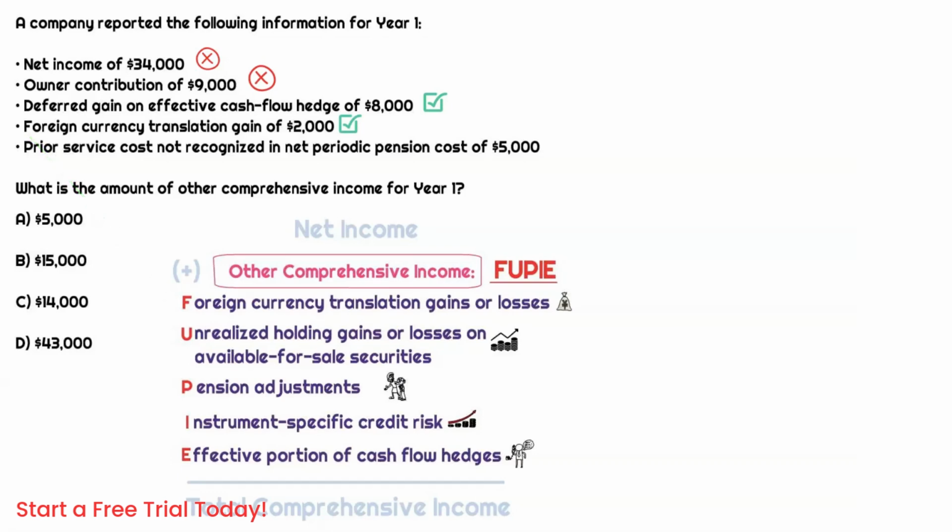And finally, we have prior service costs not recognized in net periodic pension costs of $5,000. Okay, so we know that pension gains and losses are also recorded in OCI, but where this is sneaky is that they are referring to prior service costs not recognized in net periodic pension costs. So what's happening here is that the $5,000 of prior service costs would be considered an addition to that OCI amount in a year that it was amortized to net periodic pension costs, right? So what's key here is that it is not being recognized in the net periodic pension cost. So therefore, it would instead be reduced.